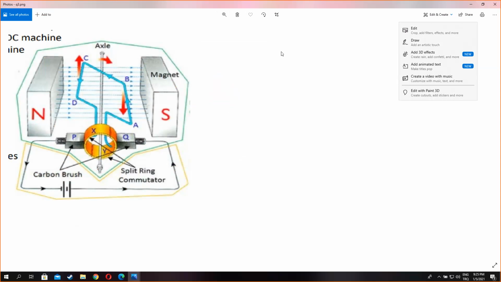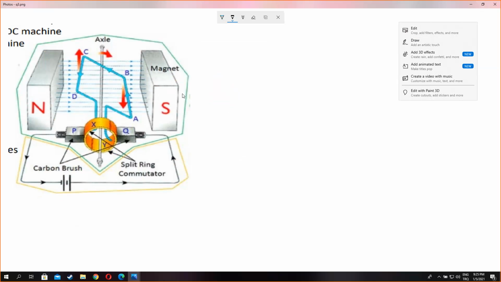The third question is, explain the role of commutator and brushes in a DC machine and clearly mention if those parts are stationary or rotating. In order to maintain the rotation of the motor, we need to do something. One solution can be changing the magnetic field, but in this case, this is a permanent magnet. The other solution is changing the direction of the current. In this DC case, we need to do something else because we cannot change the voltage like AC.